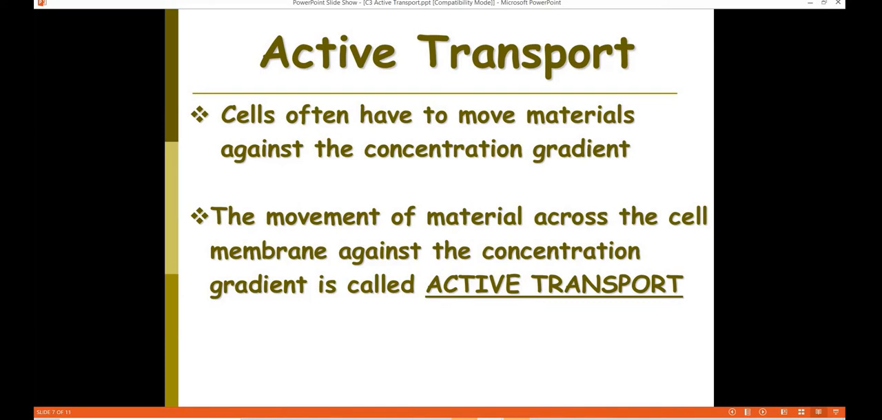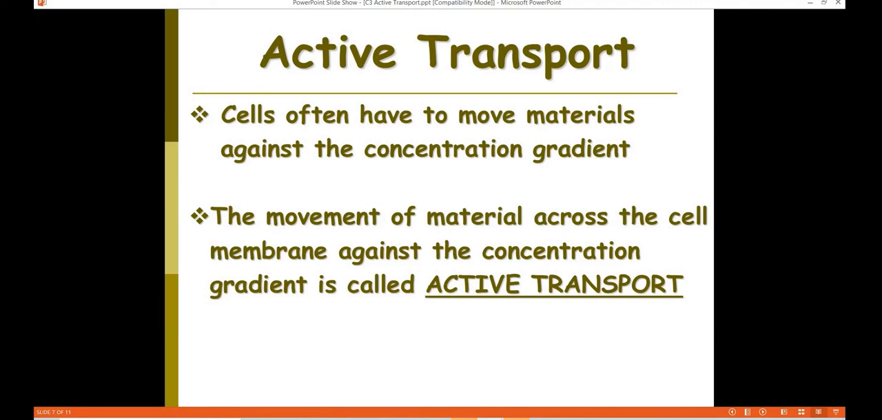So one of the examples is the movement of the nitrate ions from the soil to inside the root hair cell, which takes place in plants. Despite this, the root hair cells are still able to take nitrate ions in. They do it by a process called active transport. Active transport is an energy consuming process by which substances are transported against their concentration gradient, and the energy is provided by the respiration in the cell.